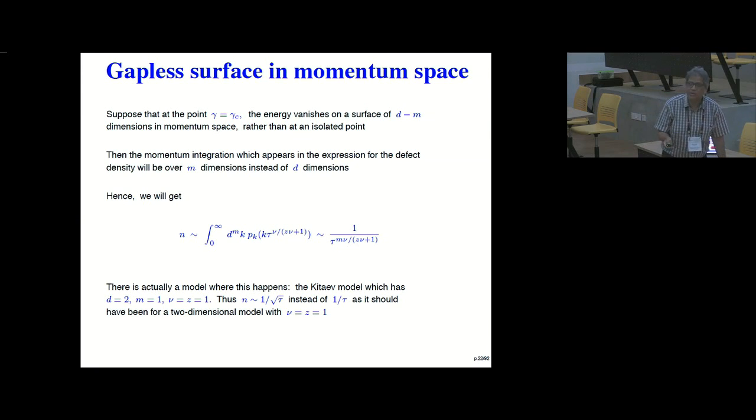Maybe that will make it more clear. There is an integral over the other d minus m dimensions, so you can multiply this by that integral. But that integral just gives you a constant, so it will multiply this thing by some constant. The power law only comes from this. The integral over the d minus m dimensions just multiplies by some constant.